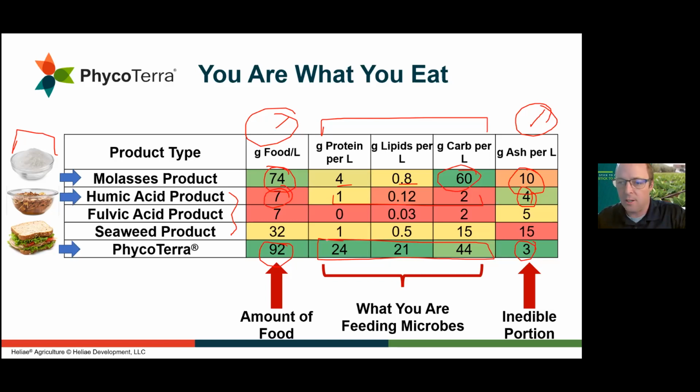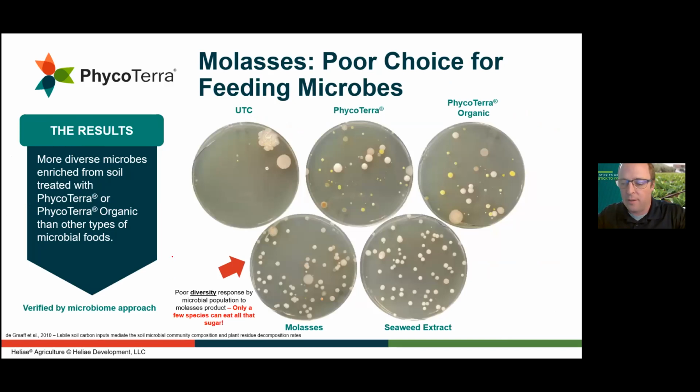I'll go to the next slide here. Here's molasses. We have it down in the bottom here. If you have to move your Zoom toolbar, please do so. We have a grower standard, and then we have a PhycoTerra comparison.